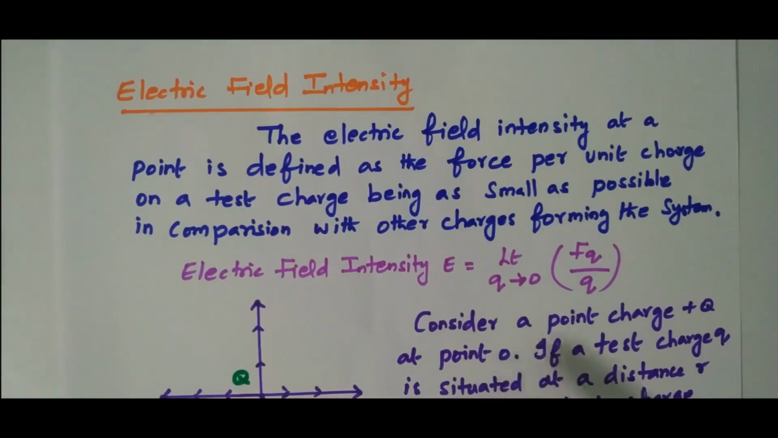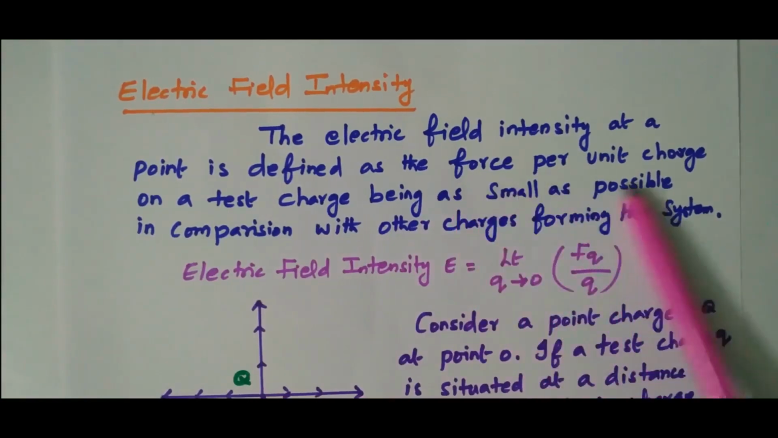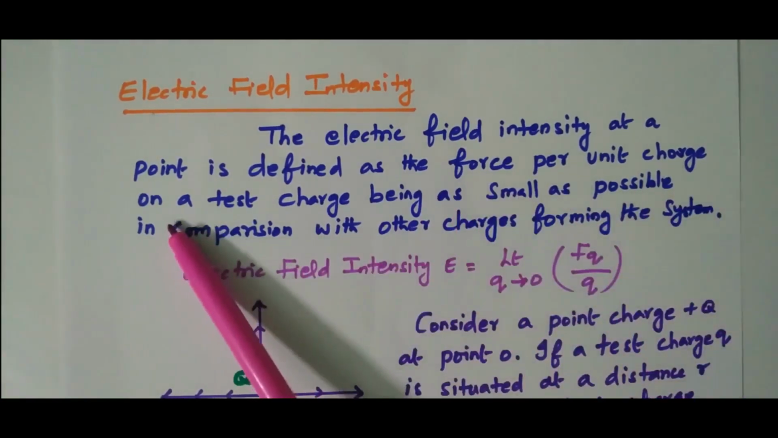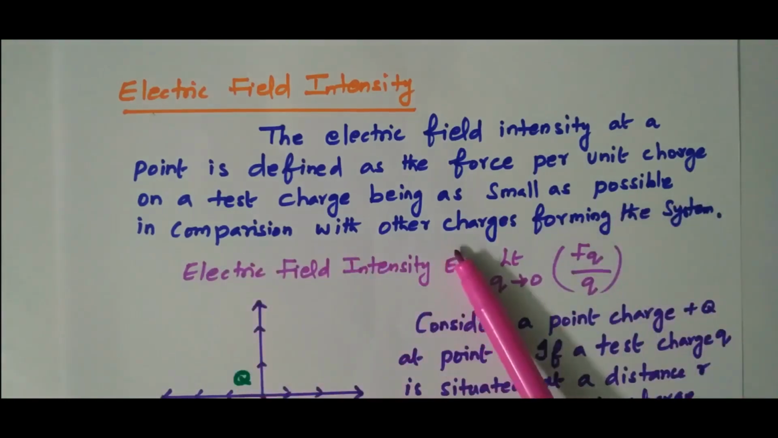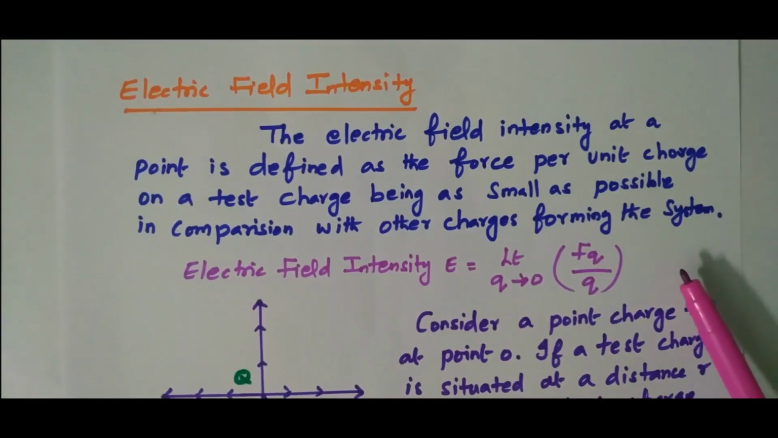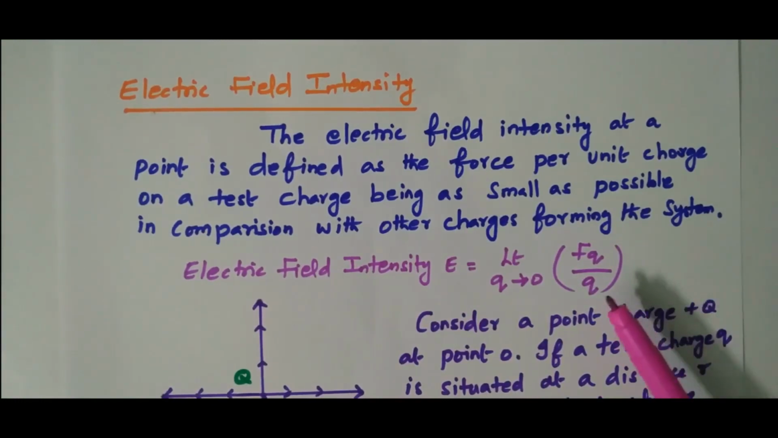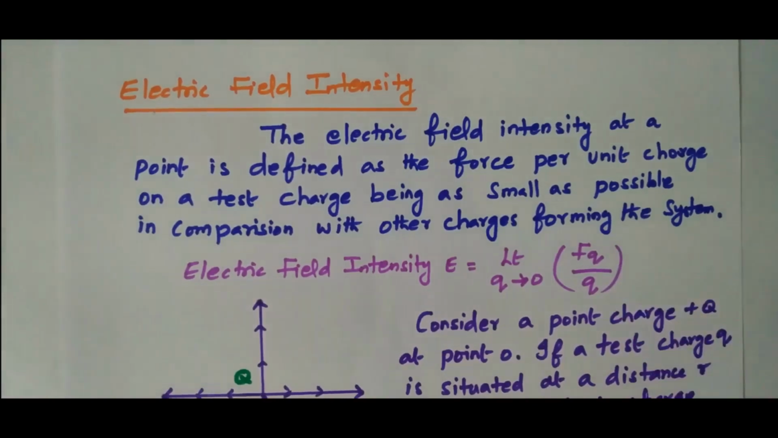The electric field intensity is nothing but force per unit charge, F divided by Q. That is, the electric field intensity at a point is defined as the force per unit charge on a test charge being as small as possible in comparison with the other charges forming the system. So the general formula for the electric field intensity is F divided by Q.